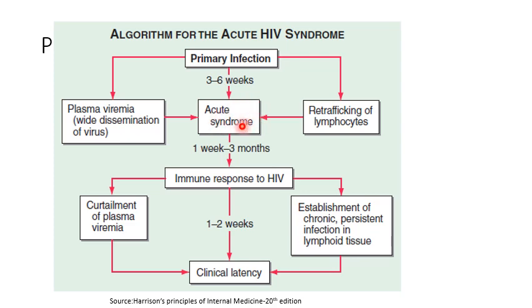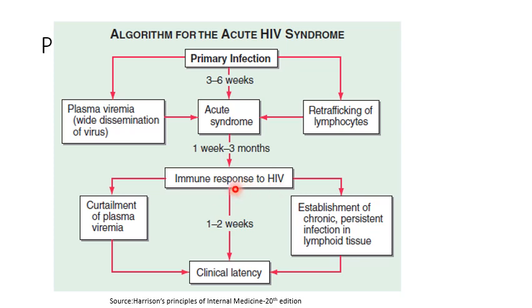Okay, so during this acute syndrome phase there is wide dissemination of the virus, and when you measure the viral RNA, there will be high viremia. The plasma viremia will be at a very high level during this phase. After 1 week to 3 months, the acute syndrome settles down. Your immune system fights the virus and keeps a check on the viral load, and the acute syndrome slowly subsides because of the active immune response to HIV.